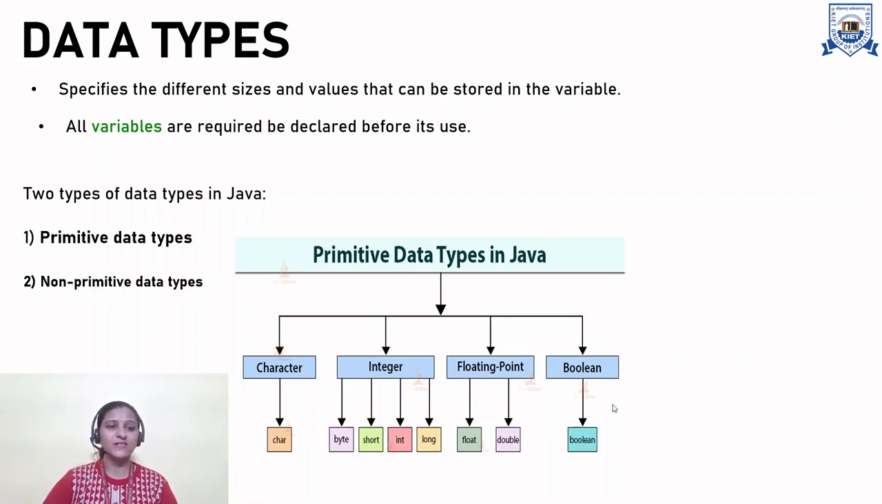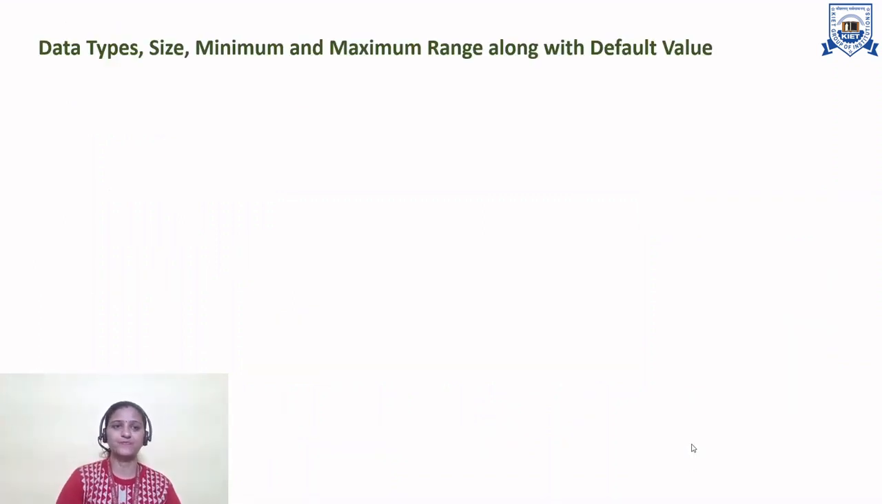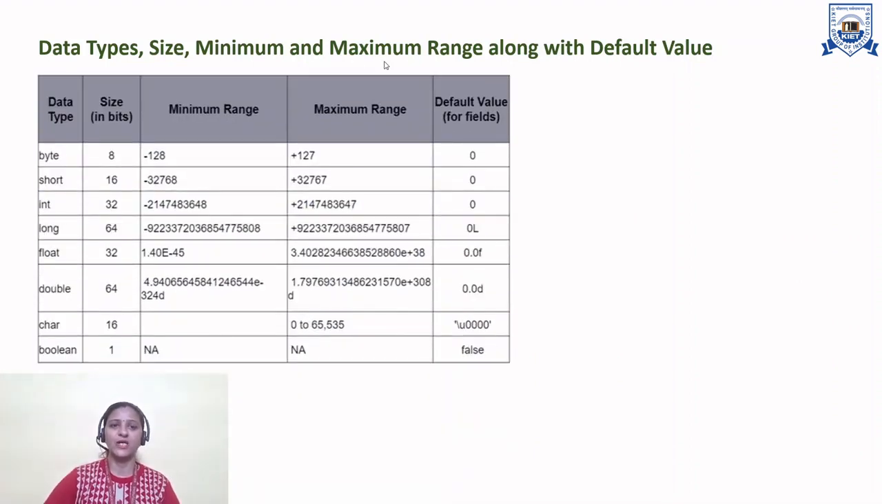Now the other one is non-primitive data types. What do they include? Basically they include strings, arrays, objects, classes, and interfaces. Now the data types, their size, minimum and maximum range along with their default value. So this is the table which includes all these things.